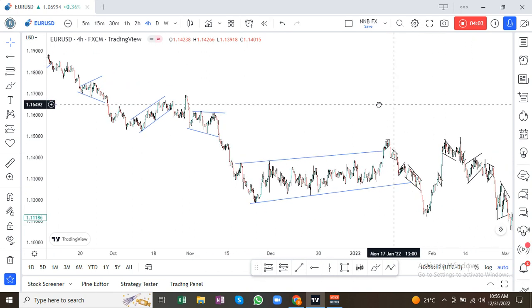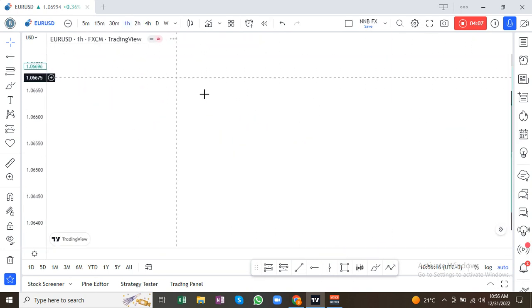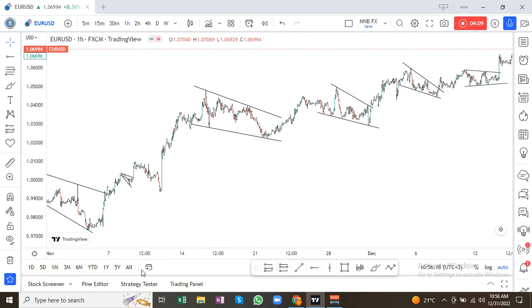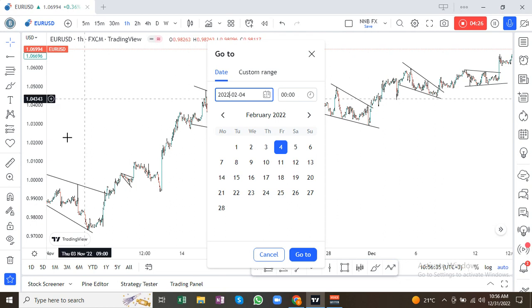And now we will go to the 1 hour time frame to show you that even on the 1 hour time frame we do have these patterns. Although on the daily time frame, I started from 2010. These patterns have been repeating themselves from 2010. Now I'll go to 2022 to show you how these patterns are still playing out.